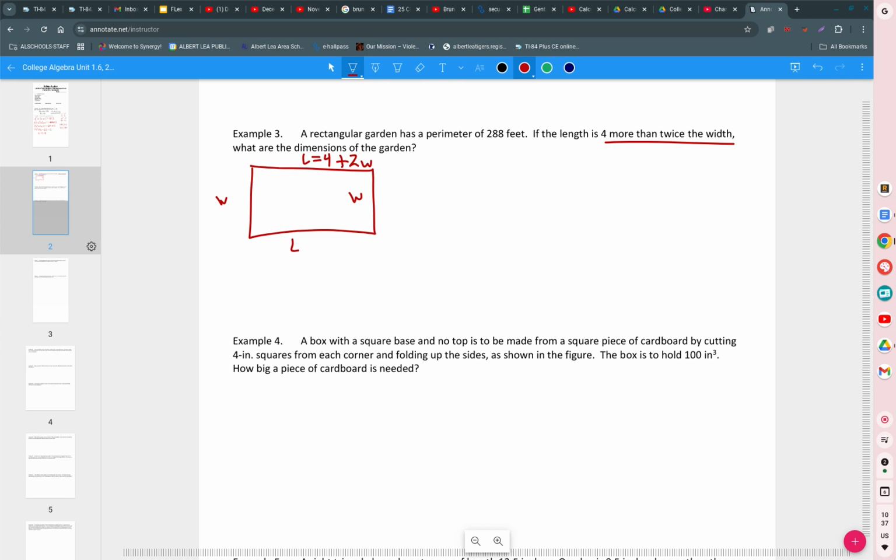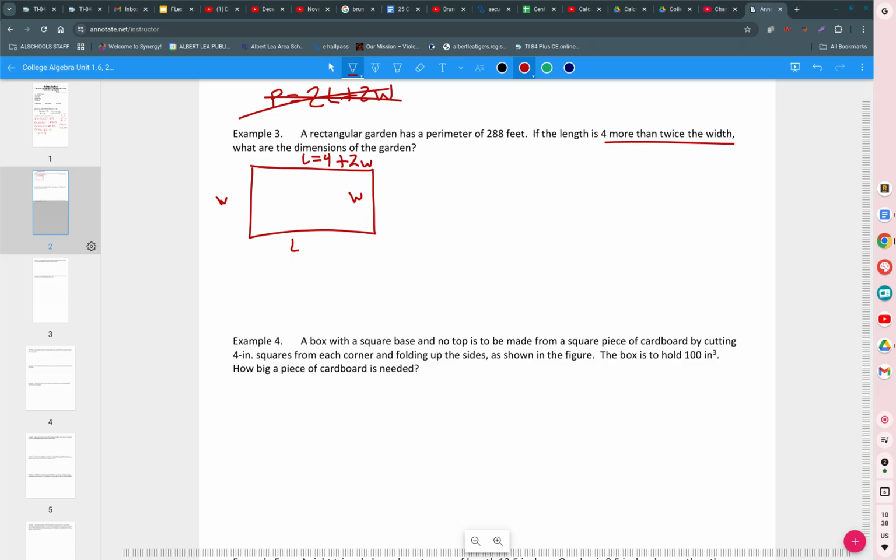Perimeter and area are not the same. How do we calculate the perimeter of something? Add them all up. Sometimes people like to use a formula. They consistently ask me, hey, Mr. Gens, what's the formula for the perimeter of a rectangle? Let's not think about the formula for perimeter of a rectangle. Let's just think about the formula for perimeter of anything. Add it all up, right?